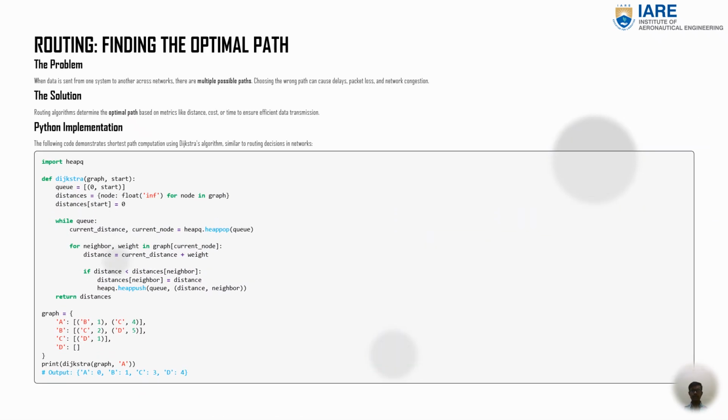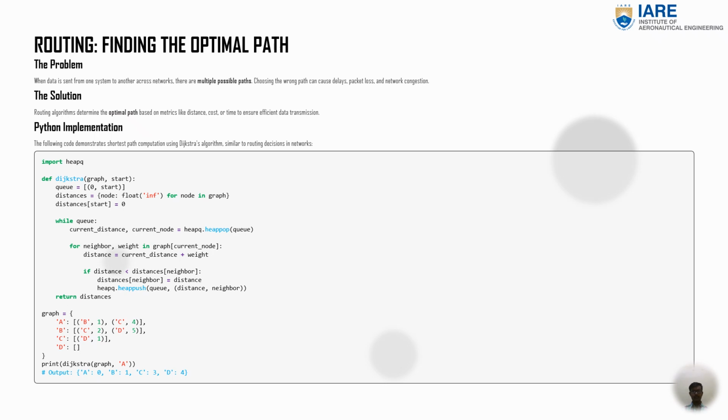Now let's talk about routing, that is finding the optimal path. The main problem here is that whenever data is sent across systems for the purpose of communication, there are multiple possible paths. Choosing the wrong path can cause delays, packet loss, and network congestion. The solution here is that routing algorithms determine the optimal path based on metrics like distance, cost, or time to ensure efficient data transmission.